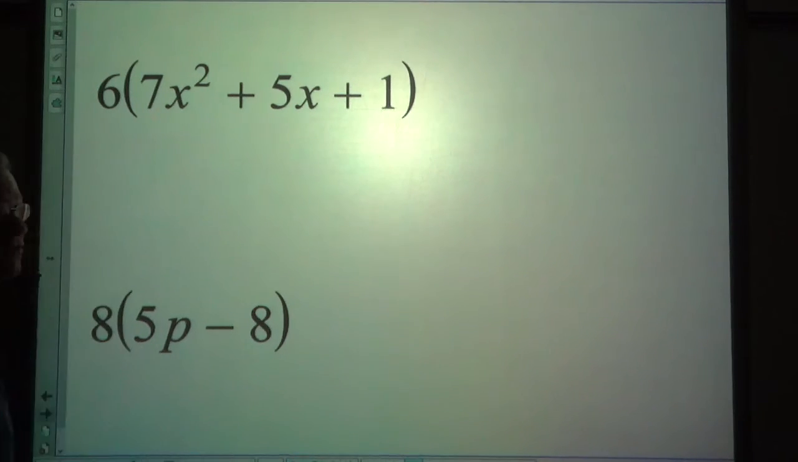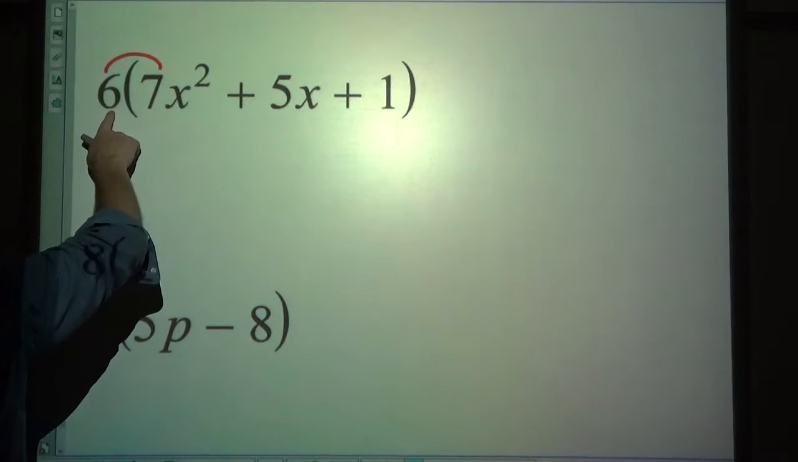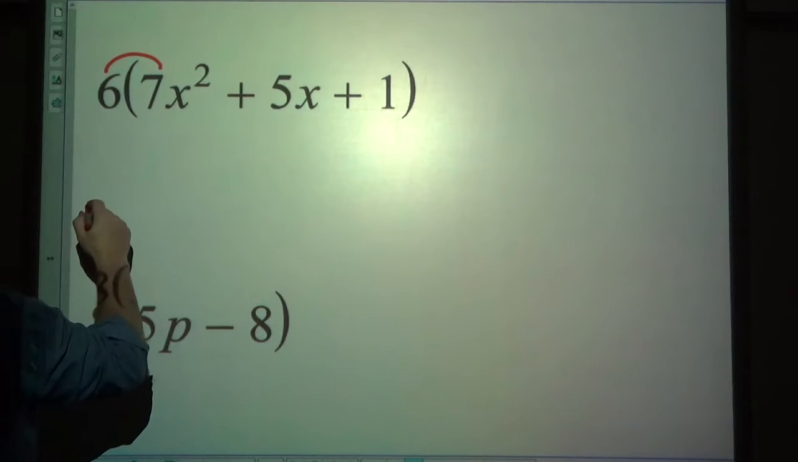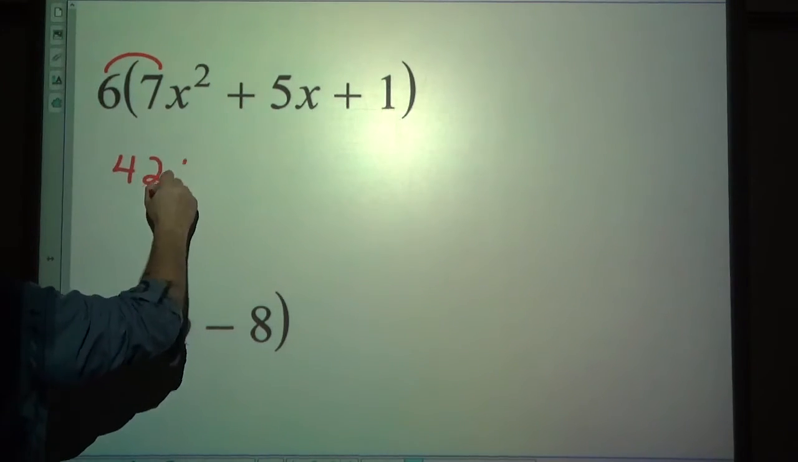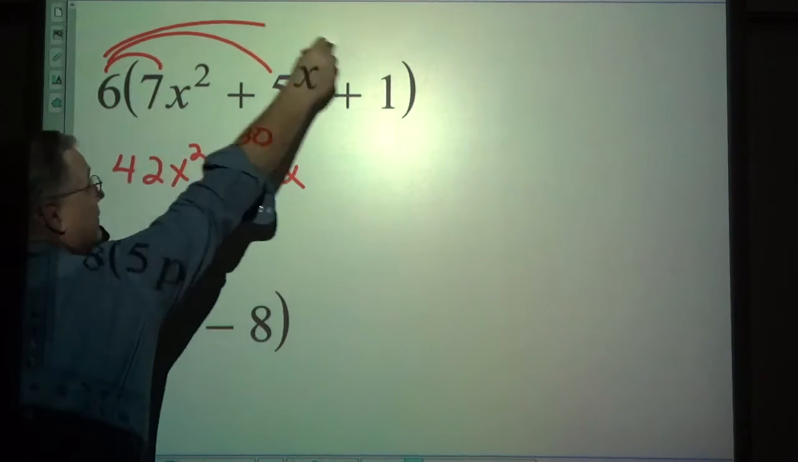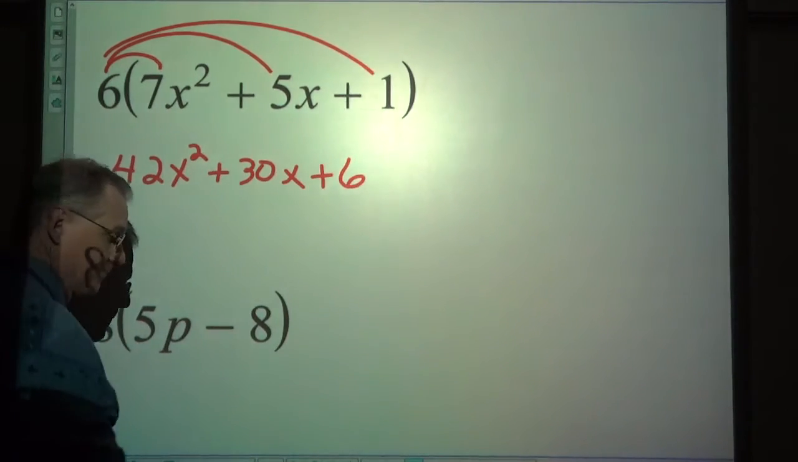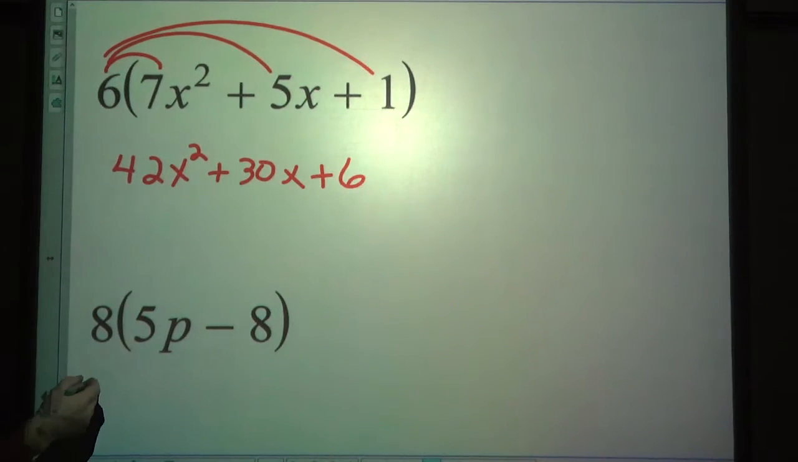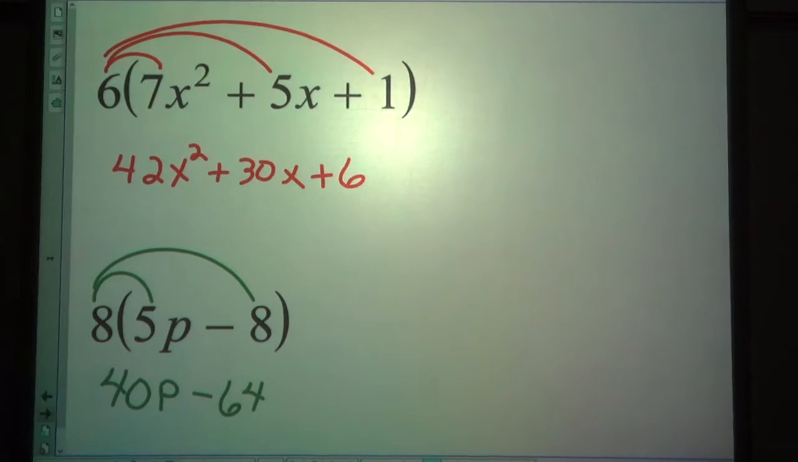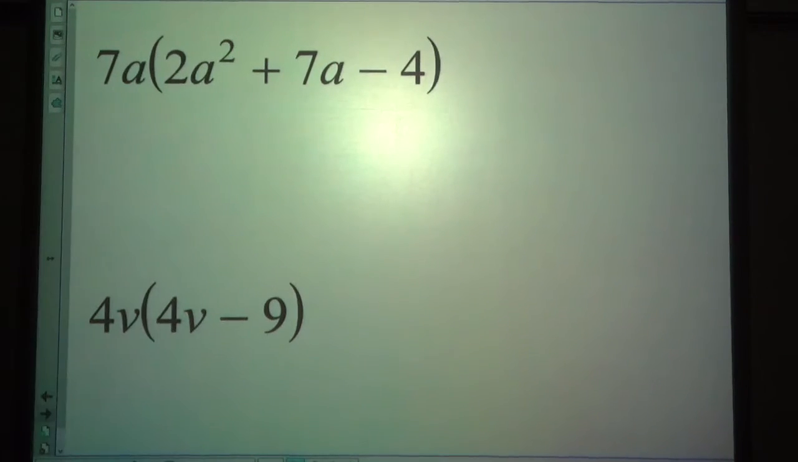All right, so we're going to distribute these. Now there's no variable here, so none of these variables, exponents, are going to change. Only the coefficient. 42x squared plus 30x plus 6. Down here, same thing. 40p minus 64. There it is. Give these two a try. See how you do with those.